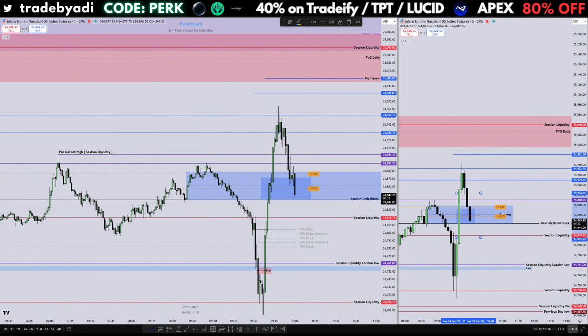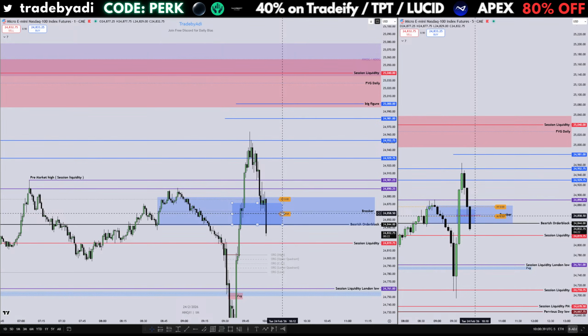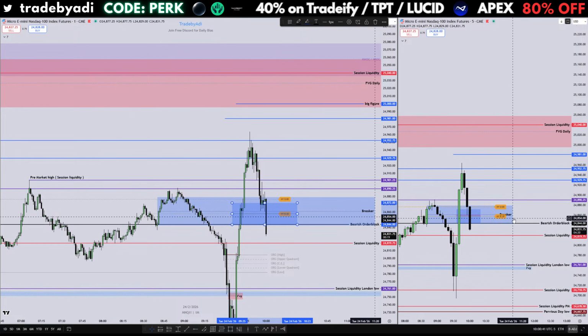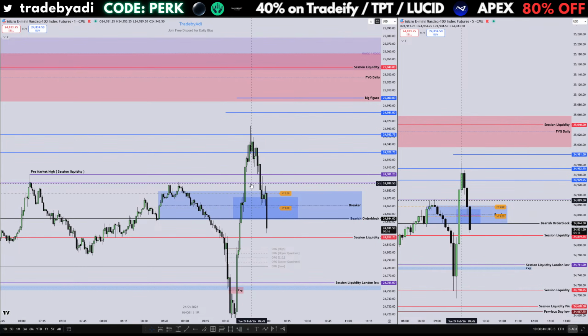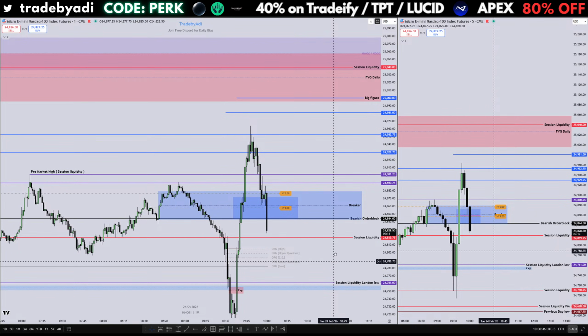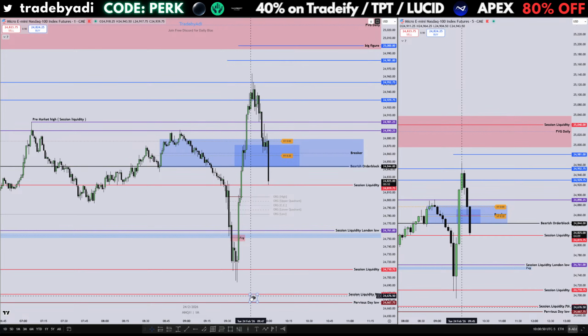I don't see anything, DMA. I don't hold any strong bias. I was waiting for how the price is going to react at this level. We have failed this bullish breaker, and also we have flipped this gap. So the price is most likely going to tap to the low again.